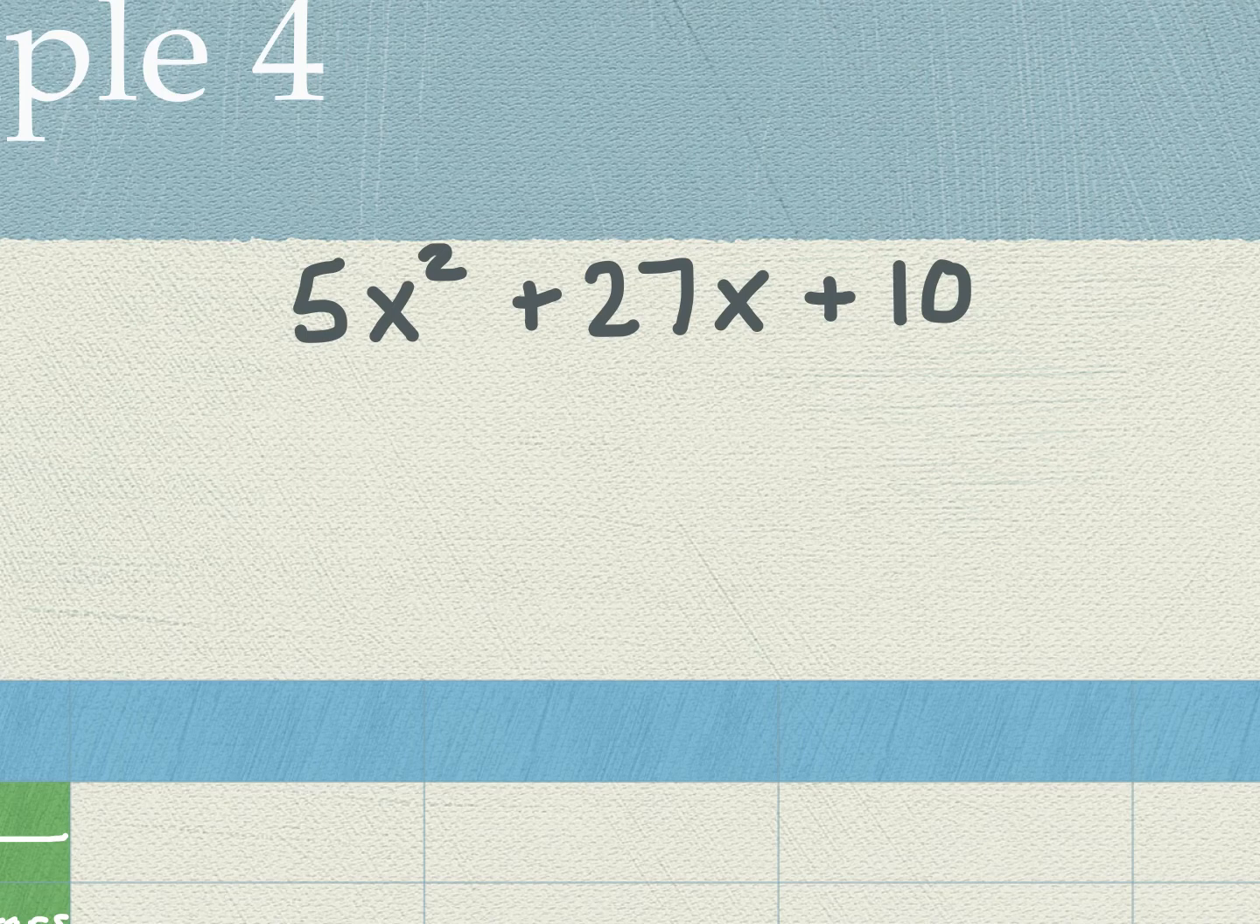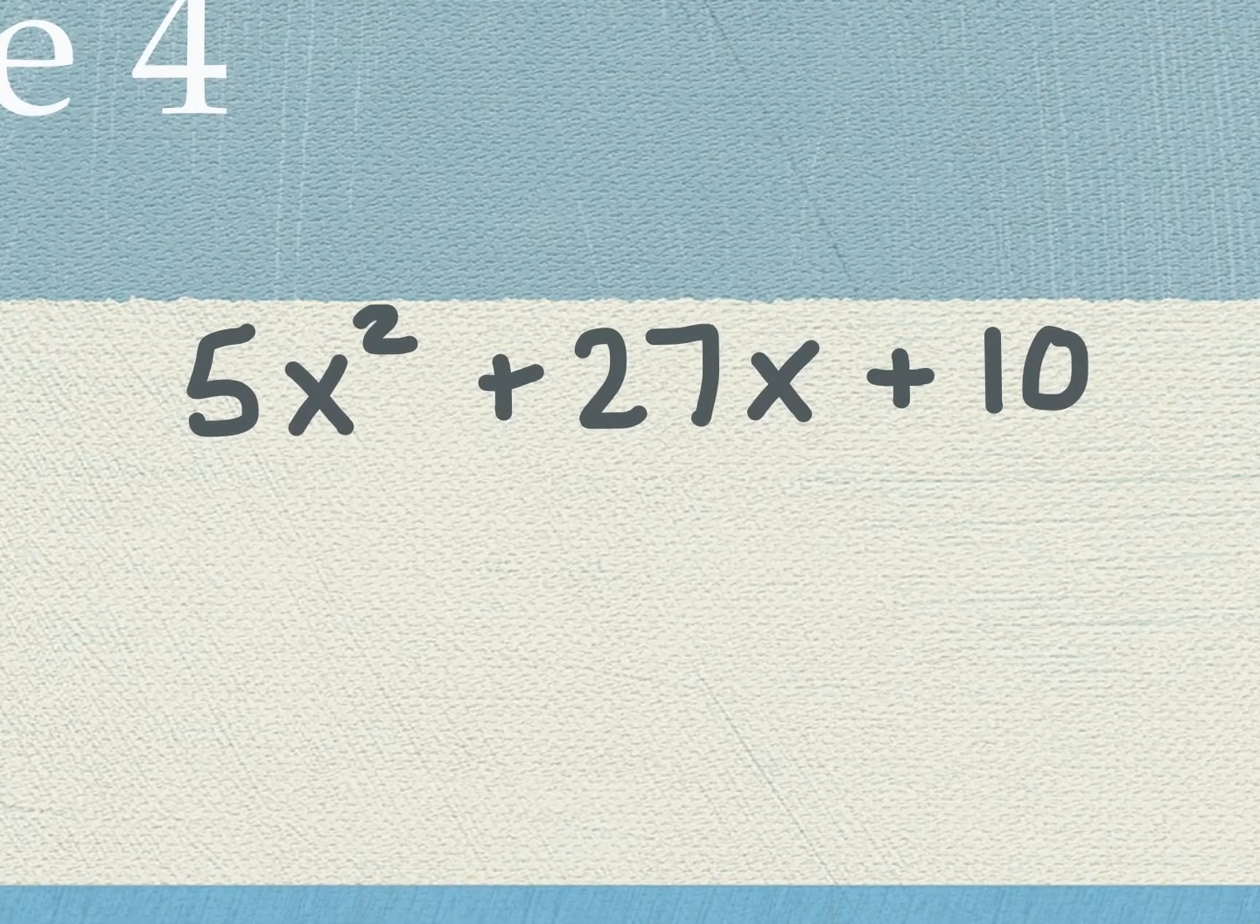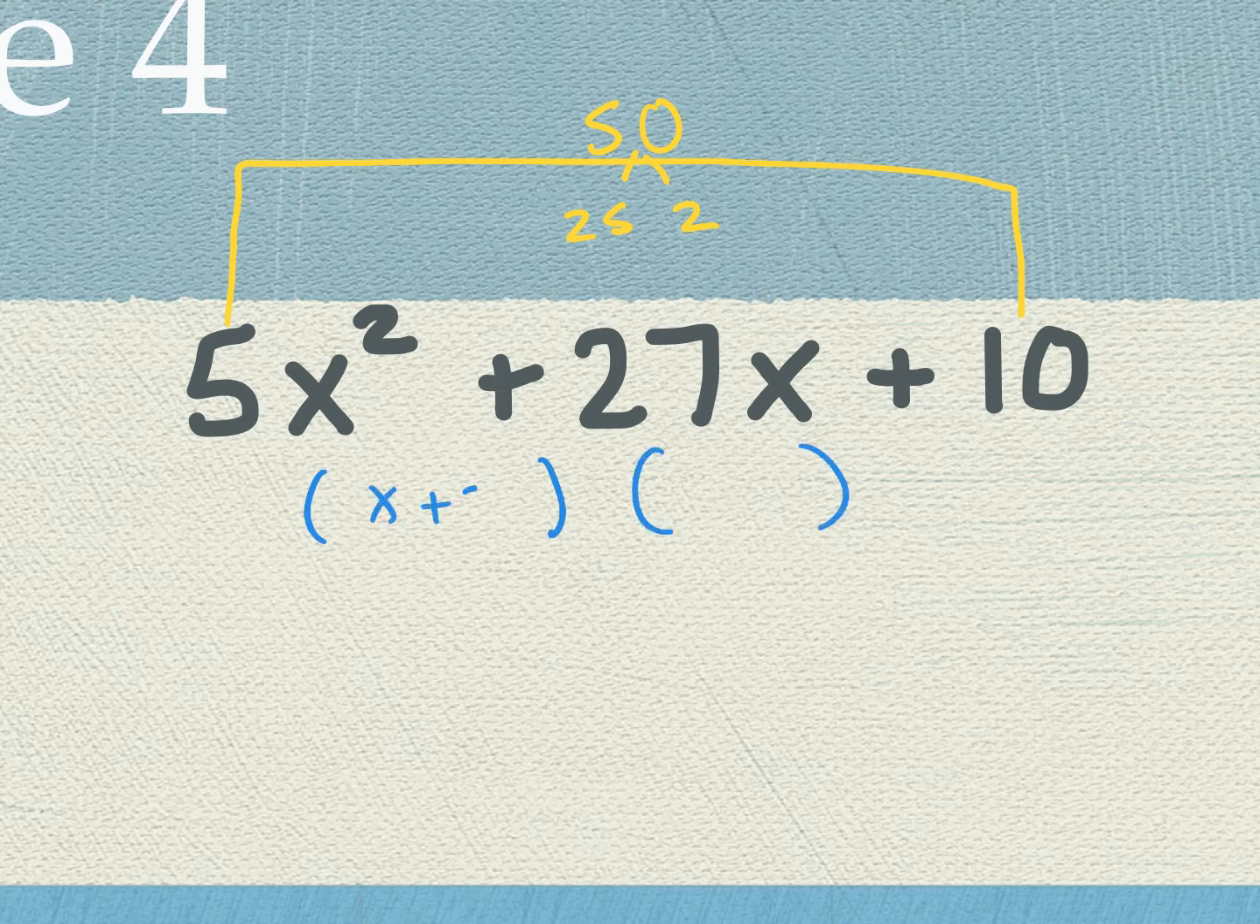First thing we have to check is if we have a greatest common factor. Are all of these divisible by 5? No. So what do I do to start? Multiply the first and the last. So what's 5 times 10? 50. So what are 2 factors of 50 that add to 27? Perfect. 25 and 2. So what goes into my parentheses? X plus 25 and x plus 2.